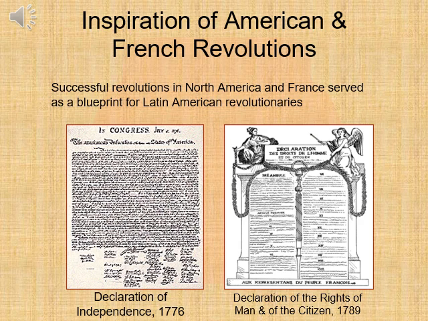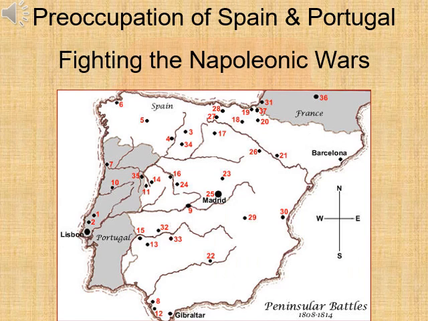Latin American countries, including Haiti, took their inspiration from the American and French revolutions, as their successful revolutions in North America and France served as a blueprint for their own individual revolutions. During the reign of Napoleon, he waged armed conflict throughout Spain and Portugal, so much so that the Portuguese army and the Spanish army were busy fighting back Napoleon's armies. It was this preoccupation and the fighting in the Napoleonic Wars that left the colonies to their own devices.